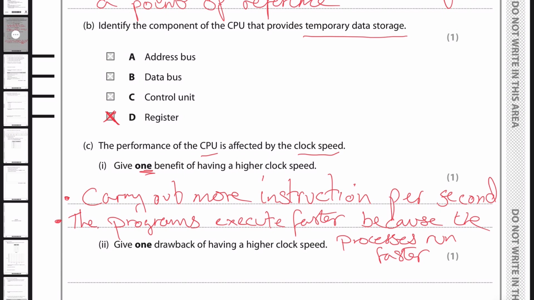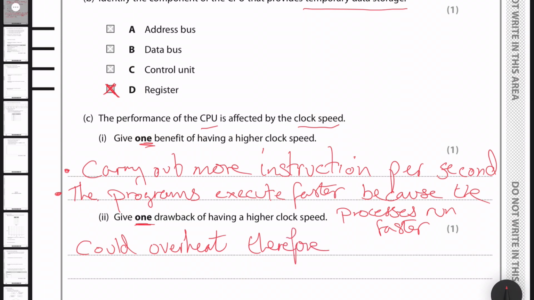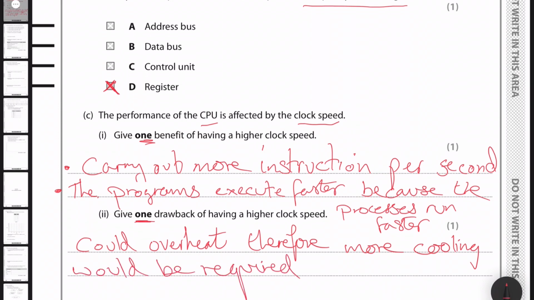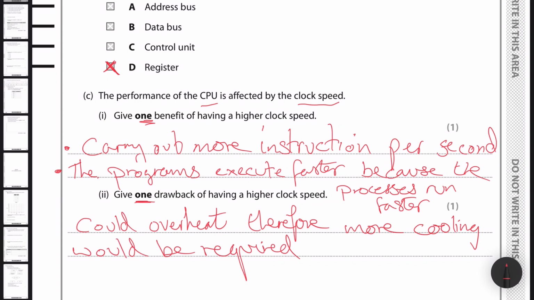When it says give 1, always only give 1. If you give 2, 1 counts as the other and you get no marks. Give 1 drawback of having a higher clock speed. We're sort of talking about overclocking here, so it could overheat, could run too hot. Therefore, more cooling would be required. It also needs more power. Any of those, I've given you 3 there: could overheat, more cooling is required, needs more power.